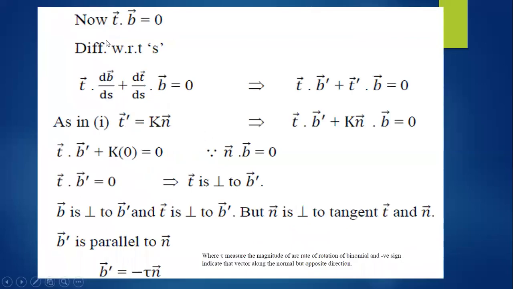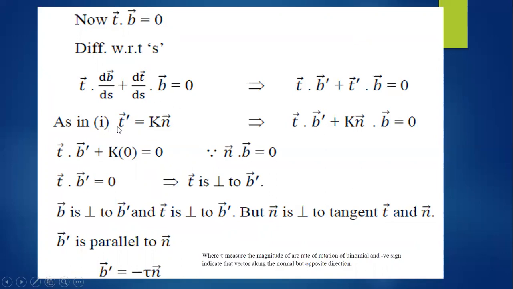Now again we differentiate. We have the next term, T dot B is equal to 0. If we take the dot product of the two vectors, tangent and binormal, this is equal to 0. Differentiating with respect to S, this is T dot dB over ds plus dT over ds dot B is equal to 0. This becomes T dot B prime plus T prime dot B is equal to 0, as in equation number 1.